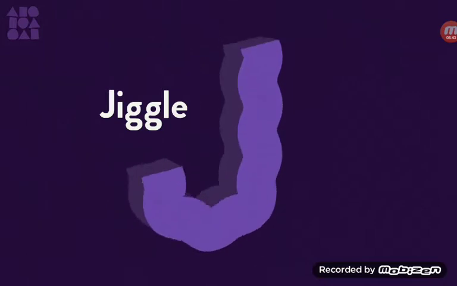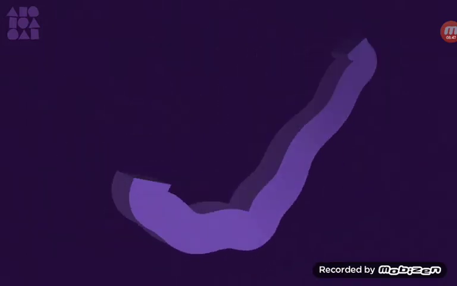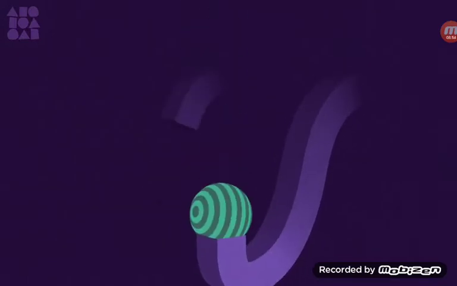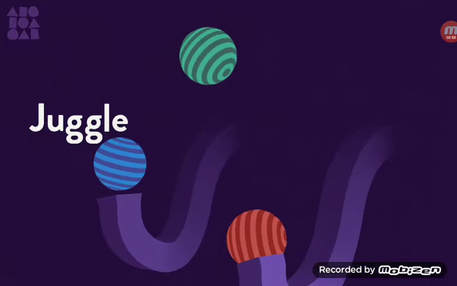J. J for jiggle. Jiggle, jiggle, jiggle. What's next? What's this? You need to look in the back. He's mowing. Juggle.